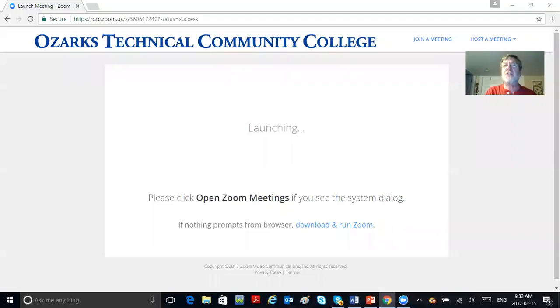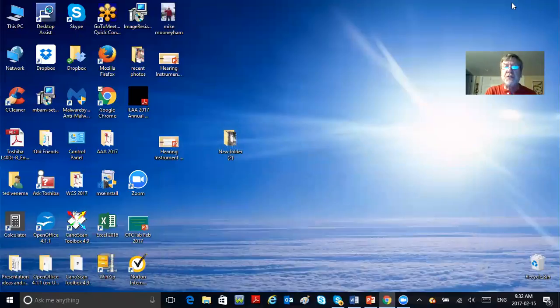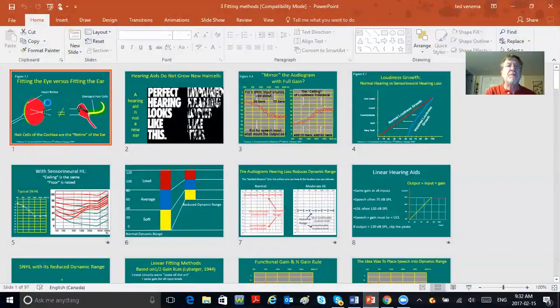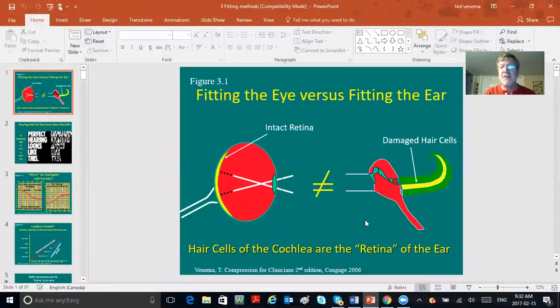Here, I'll give you something better to look at than my ugly mug. So let's go ahead and share screen. I know this is the opening screen for Zoom sessions, but we'll check out this PowerPoint. And we'll take a peek at this slide right here: fitting the eye versus fitting the ear. Why do we have so many fitting methods in the first place?